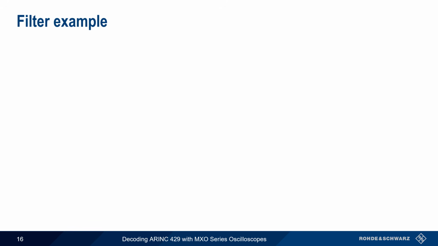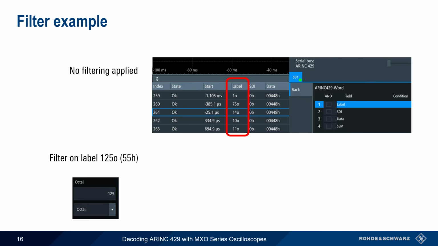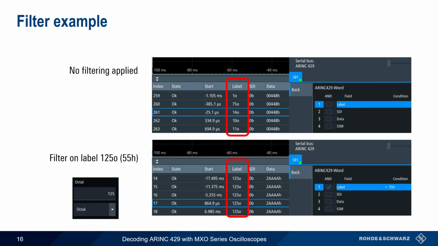Here's a quick example. With no filtering applied, our decode table shows ARINC 429 frames with many different types of labels. Applying a filter for octal label value 125 or 55 in hex causes the decode table to only show words matching this specific label value.